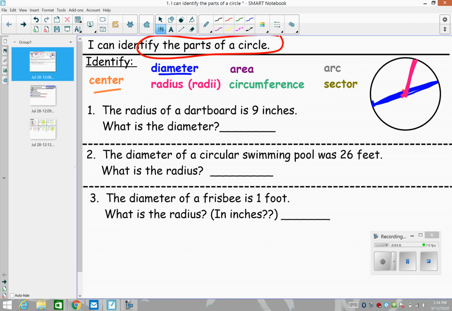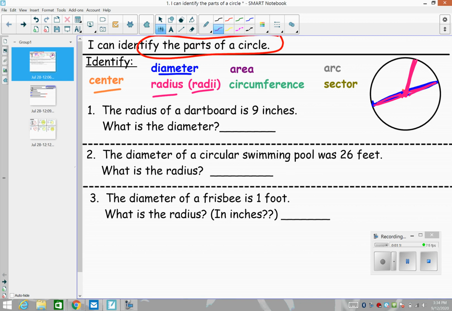It's 1/2 the diameter. Because if we were to do this, we could see that this is also a radius and that is also a radius. So one radius is 1/2 the diameter. So one radius or multiple radii. That's the singular and the plural.